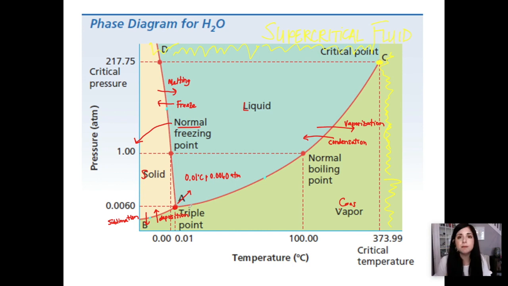So like I was mentioning, the normal freezing point, melting point, boiling point, whatever you're talking about, this is all at 1 atmosphere. So if you're not at 1 atmosphere, the temperature at which you're going to undergo a phase change changes.